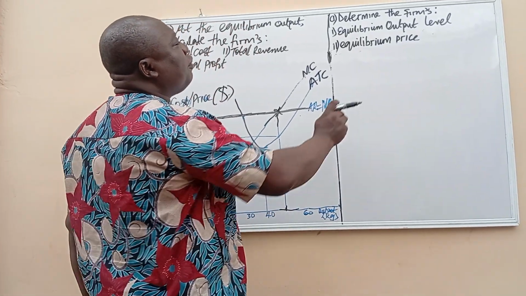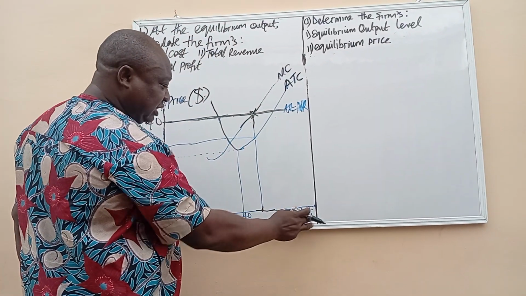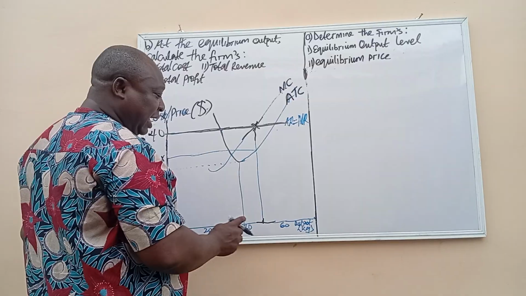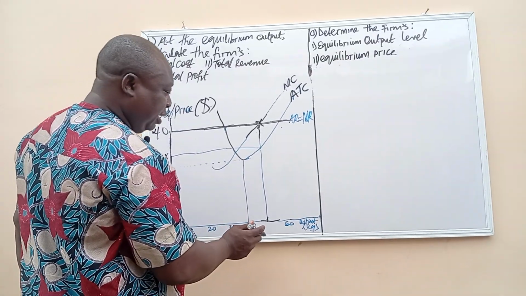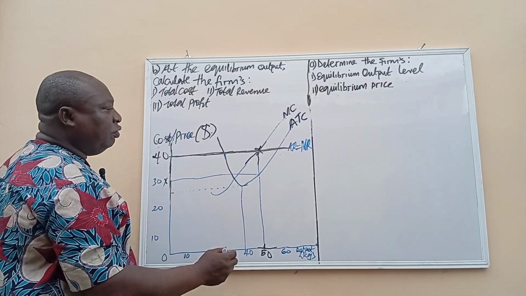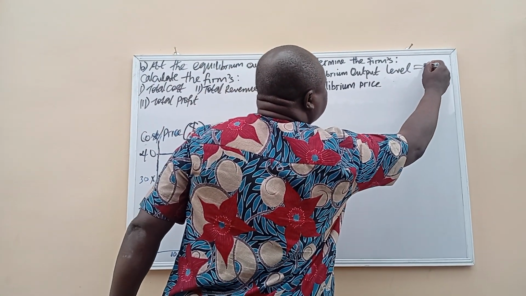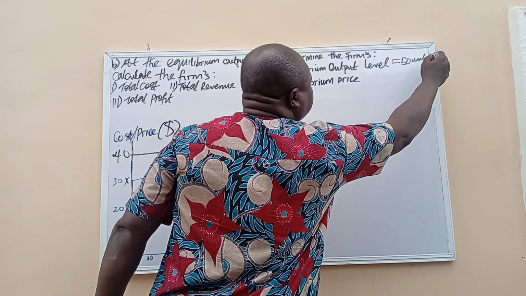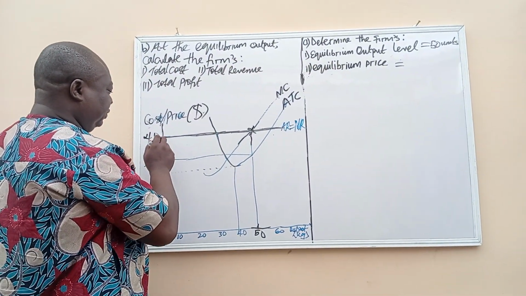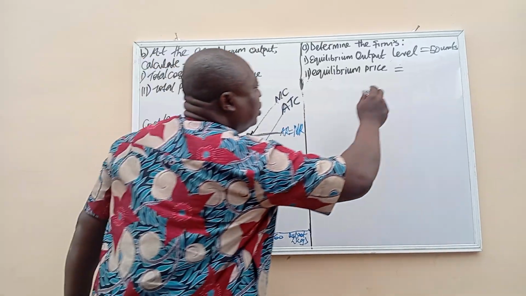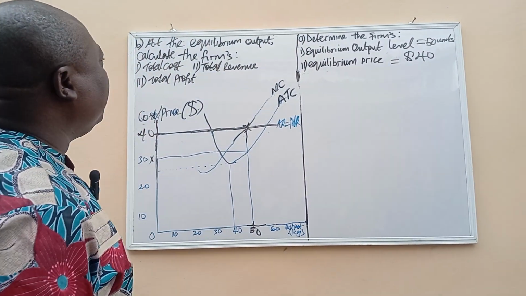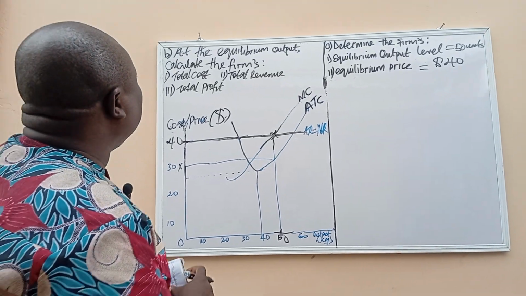So how do we now get equilibrium output? This is output, this is price or cost. So for the output, this should be 50. The output level is 50 units. Then to get the price, just trace it to this side. It is in dollars, so it is 40 dollars. You understand that? Then let's go to B.